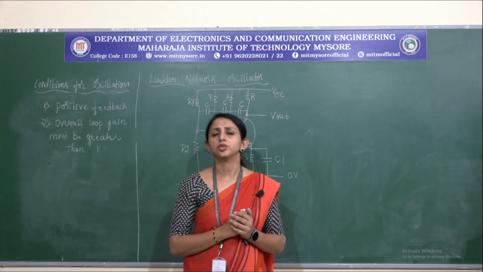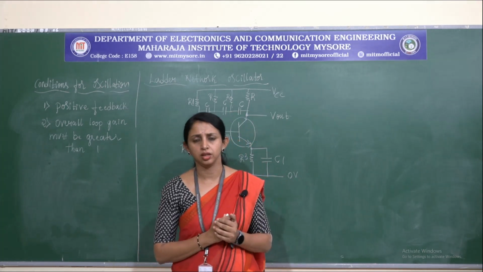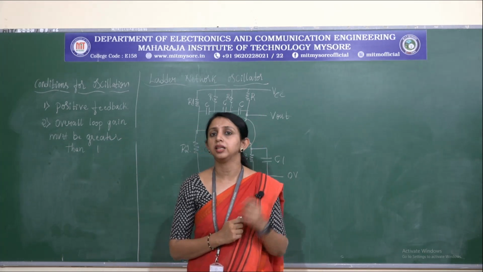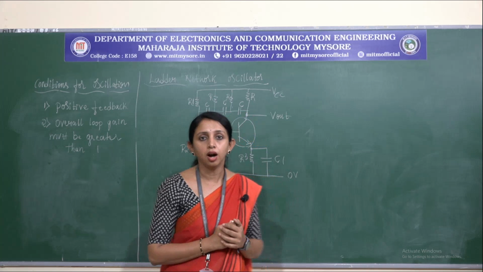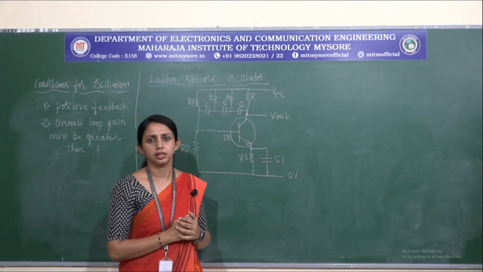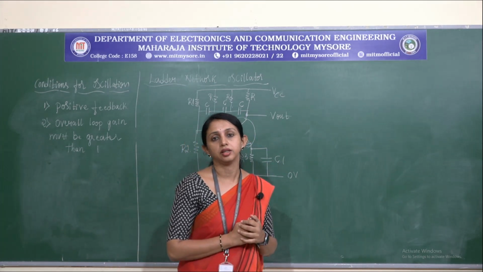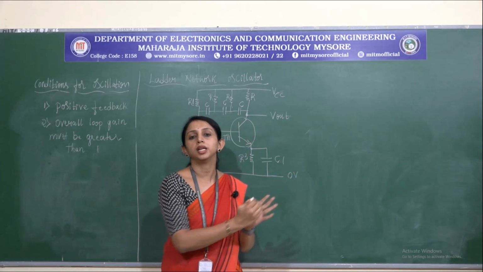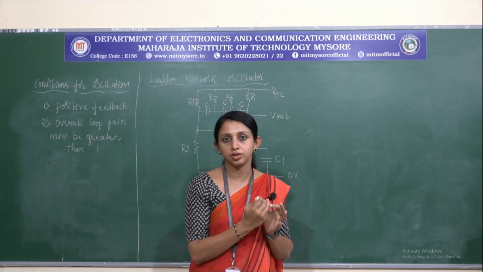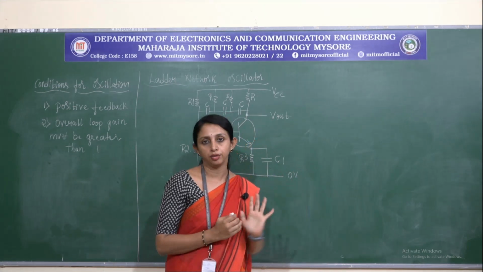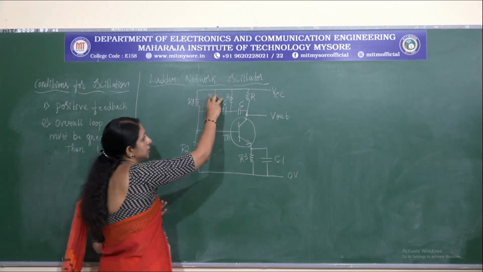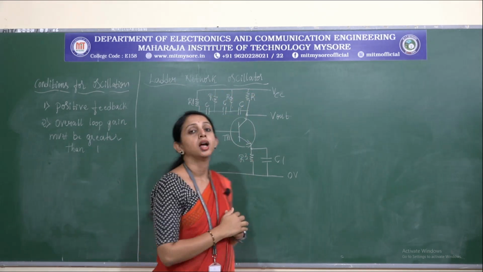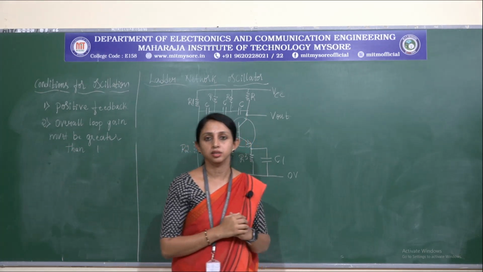So after this we'll move to the types of oscillator. We have a lot of types of oscillator. Under that I am going to explain the first type here, which is the ladder network oscillator. Why are we calling it a ladder? Because we have three combinations of capacitor and resistor here which are connected in a ladder fashion. So that is CR, CR and CR combination. These represent a ladder network.